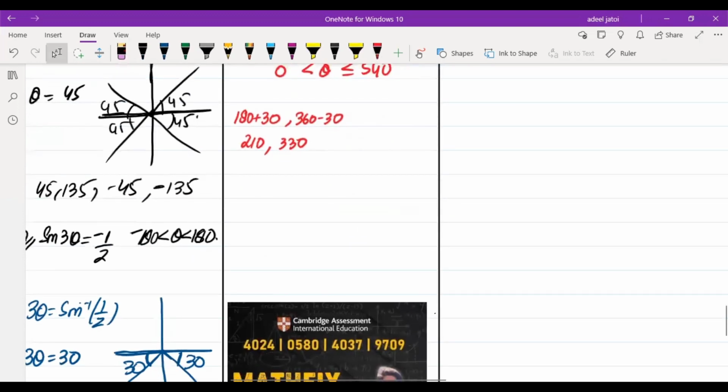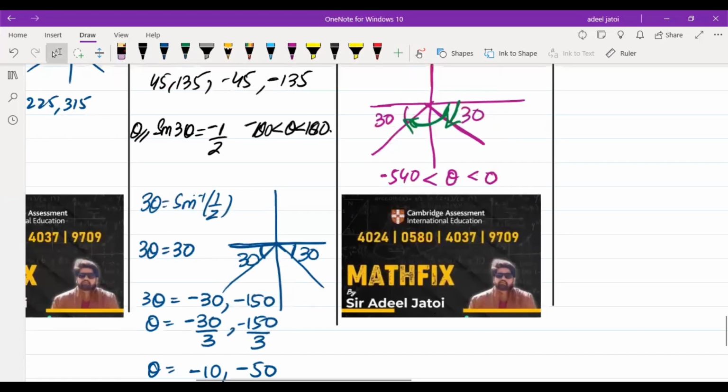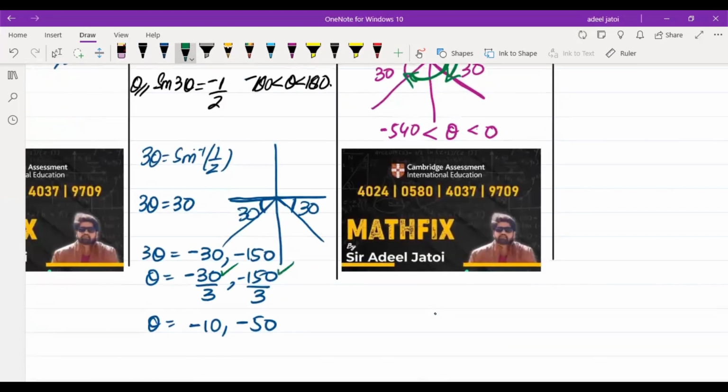So similarly, if we look into the other aspect of the question, we have negative, this was 30 and this was 30 as well. Now we knew that theta was from negative 540 till 0. So initially, when we got to the answer, we saw that the first angle was 30 and the second answer was 150 that we took out.